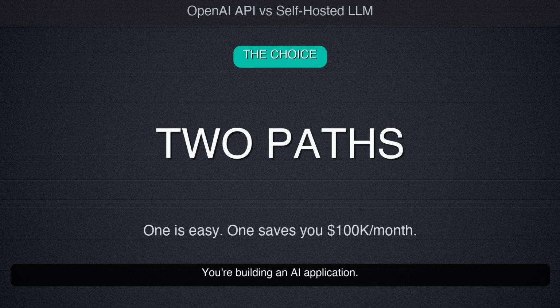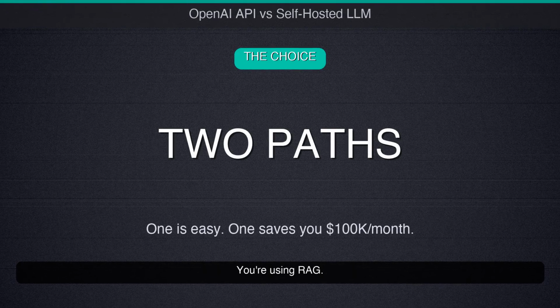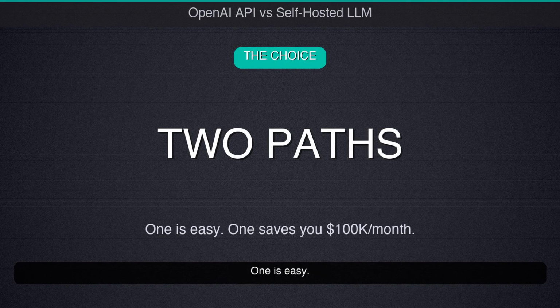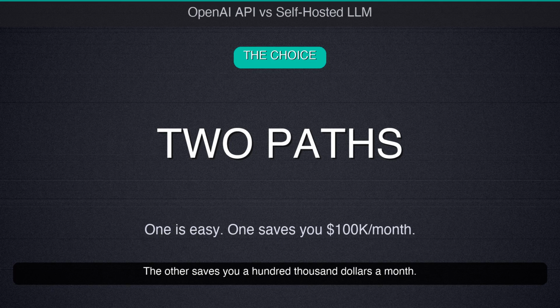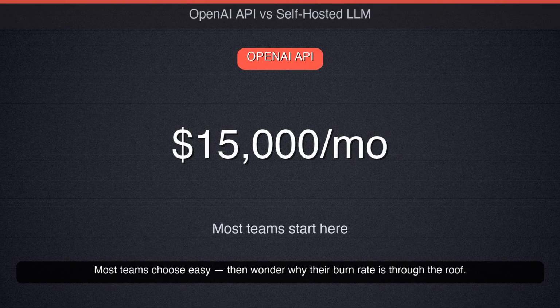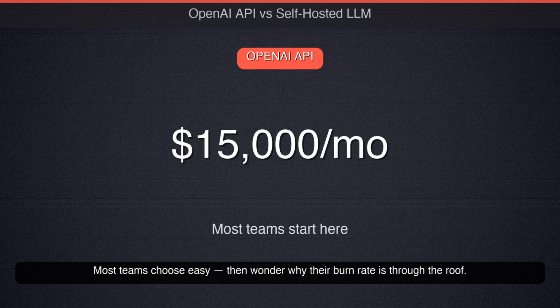You're building an AI application. You're using RAG. There are two paths you can take. One is the easy path. The other path saves you $100,000 a month. Most teams choose the easy path first. Then they wonder why their burn rate is through the roof.